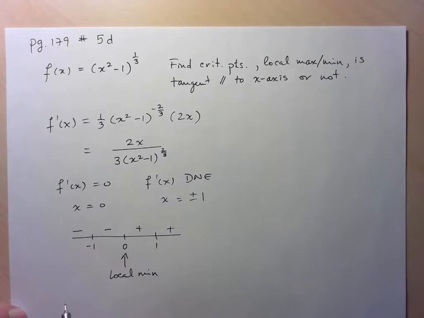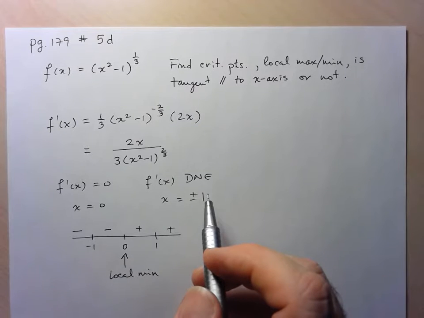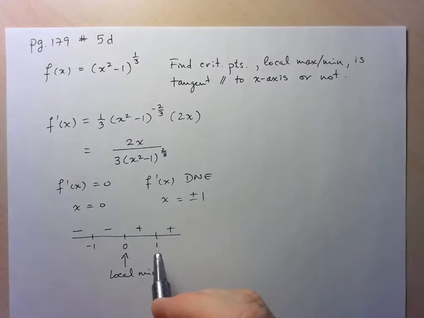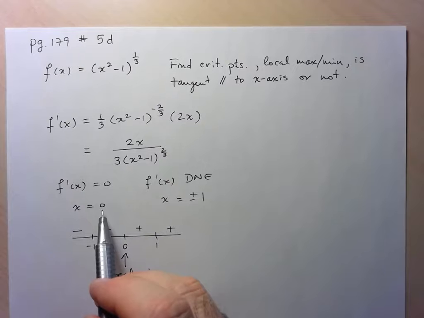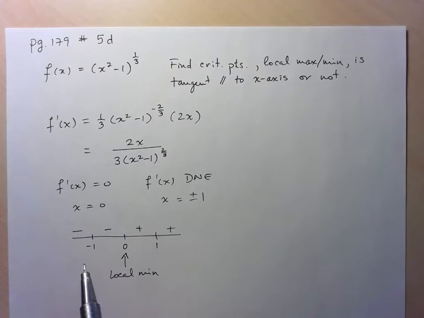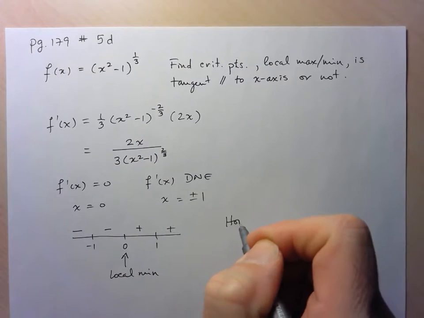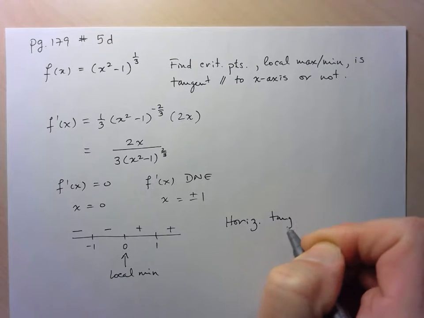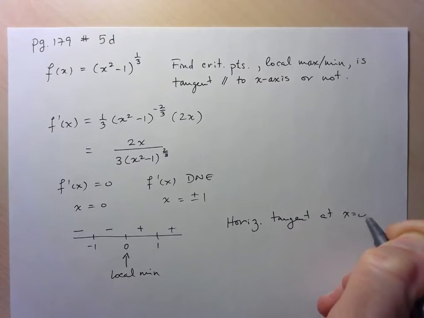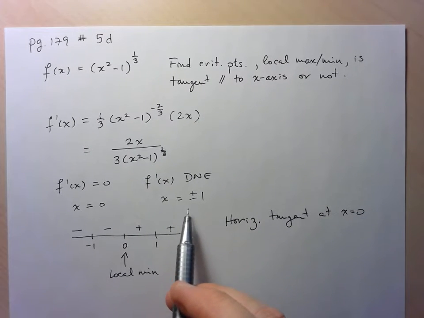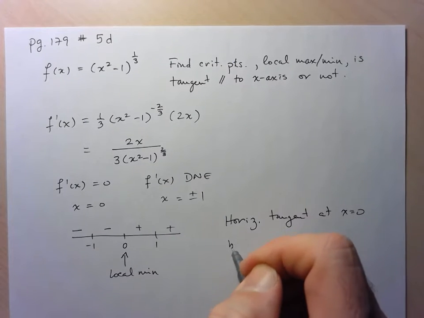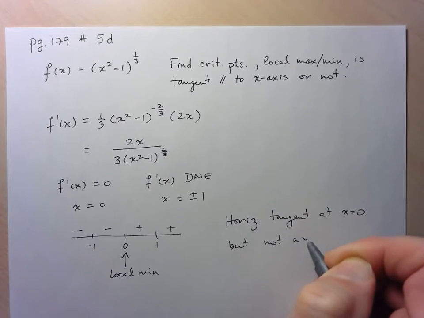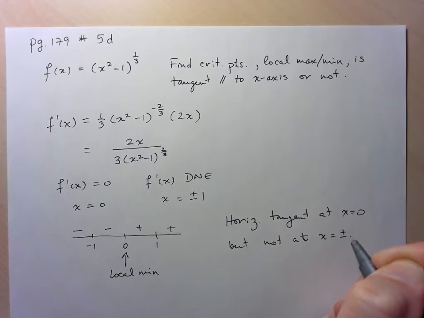Let's answer the question about the tangents. At 0, we see that the derivative is equal to 0, meaning that we are going to have a horizontal tangent at x equals 0. But since at 1 and -1 the derivative does not exist, we do not have horizontal tangents at x equals plus or minus 1.